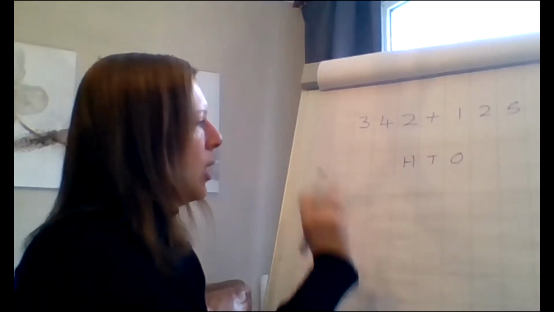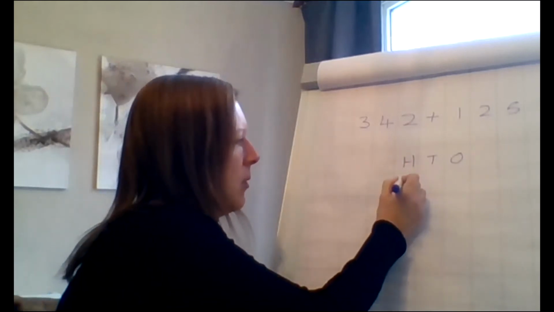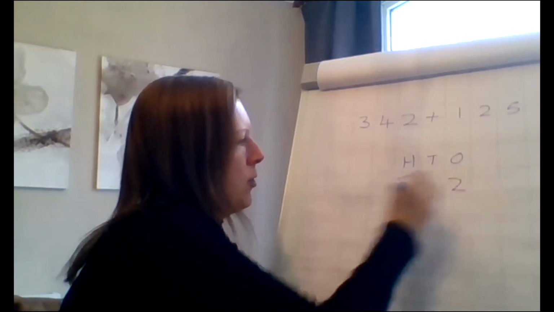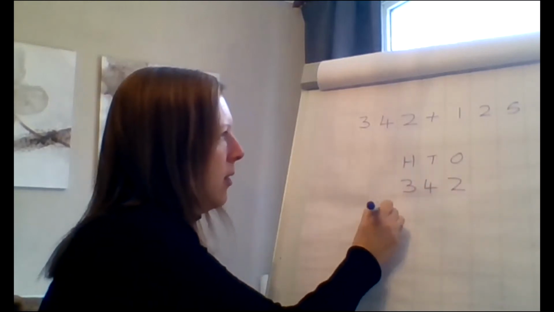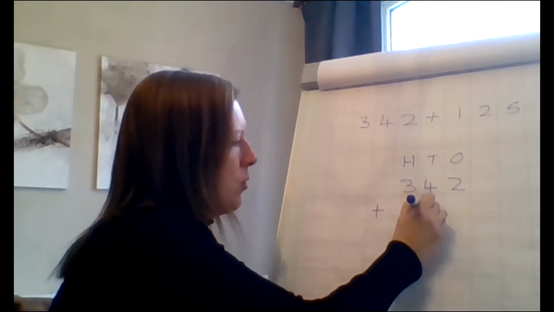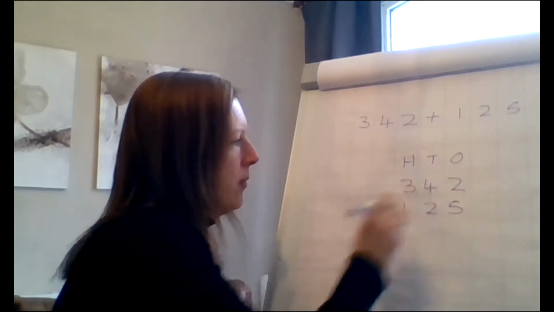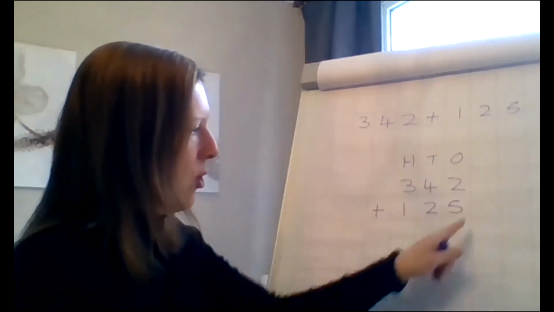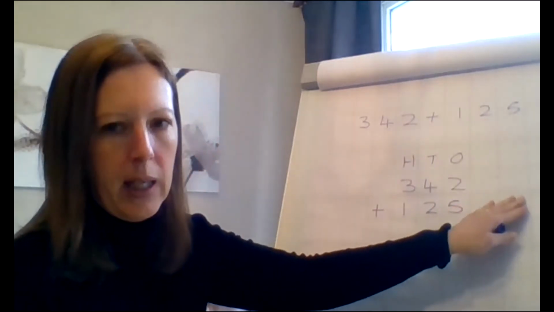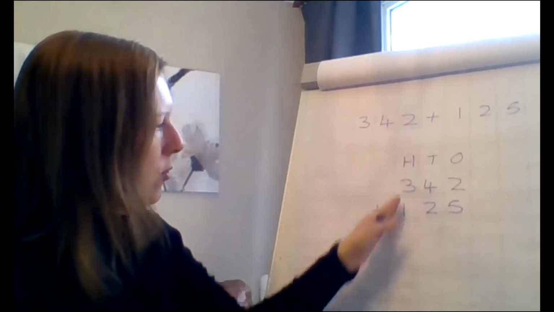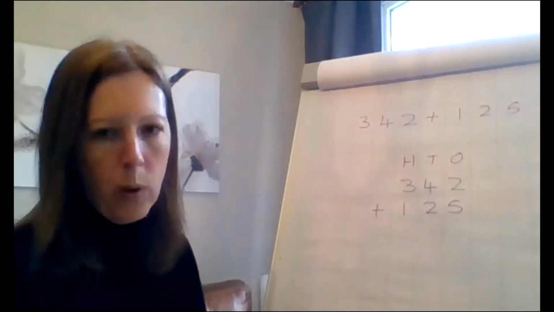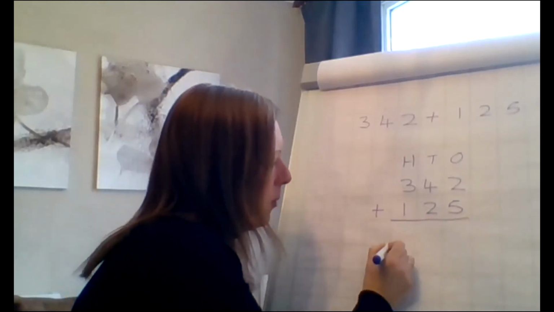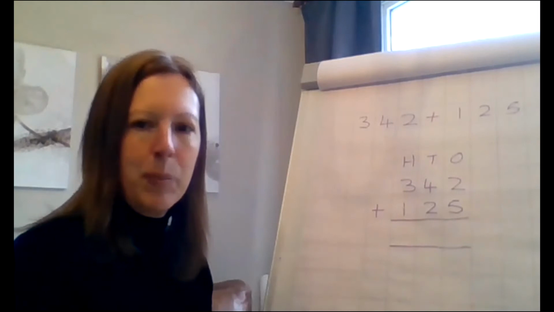Okay, so into this part here, I'm going to start with my biggest number, 342, and to that I'm going to add my 125. So I'm making sure that everything is lined up. I haven't gone over into this square over here. I'm making sure my hundreds are lined up, my tens are lined up, and my ones are lined up. So we're now going to add them together.